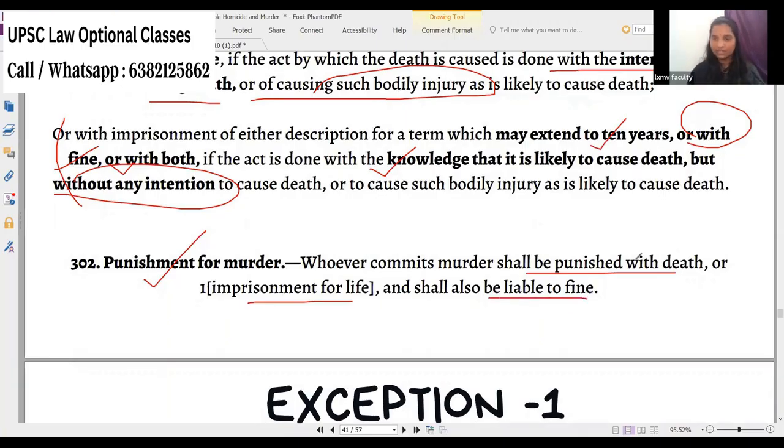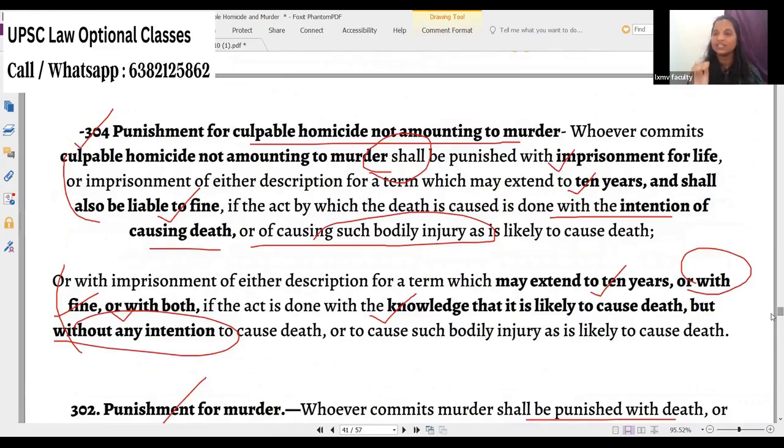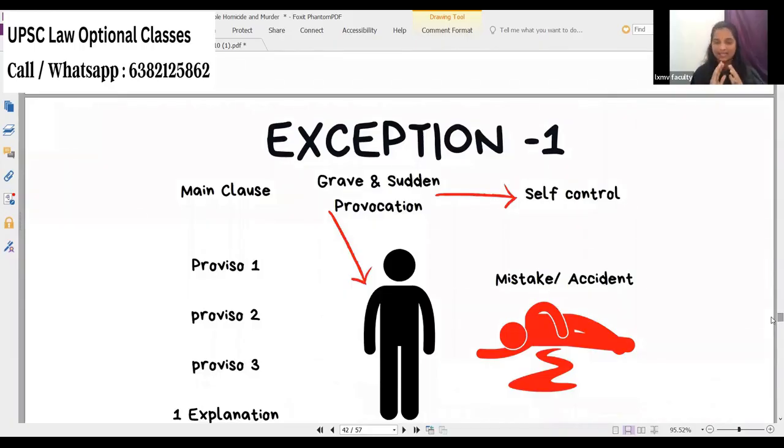So let me bifurcate. First degree murder is punished under section 302. Then you have second degree murder, which is culpable homicide not amounting to murder, but with an intention. That is dealt with under section 304, part 1. Then you have third degree, which is culpable homicide not amounting to murder, without intention but with knowledge. That is 304, part 2, where you have an option of 10 years imprisonment, or a fine, or both. So this is why we have all these bifurcations. That's my point. Now let's see all the exceptions.